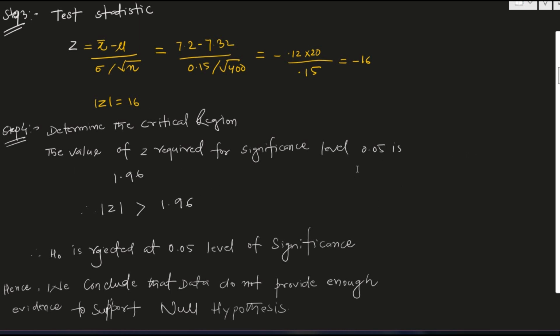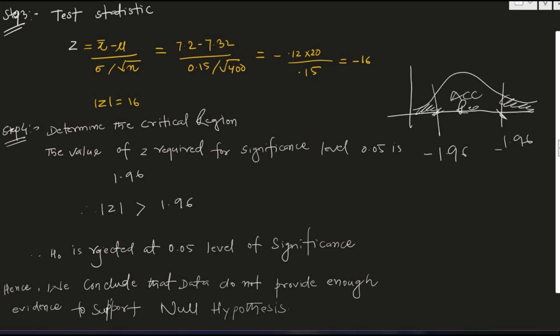If you see it from the table, for the significance level 0.05, the z score value is 1.96. In case I have to draw the distribution, this is the 1.96, and this is the rejection region, and this is our acceptance region.